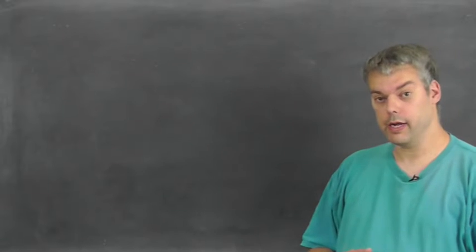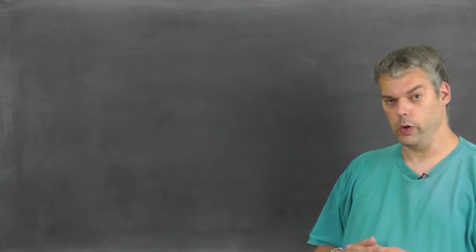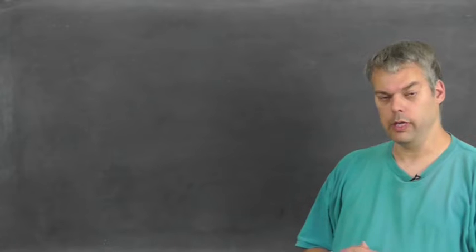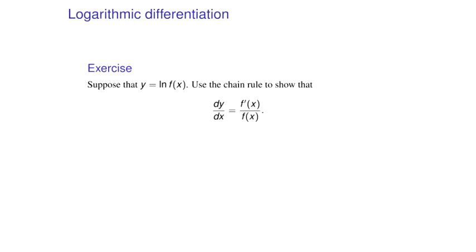Another useful trick comes in when we combine implicit differentiation with taking logarithms. Let's do an exercise first, which shows us the main results. Suppose that y is the natural logarithm of f of x. Use the chain rule to show that dy by dx is f dash of x divided by f of x.